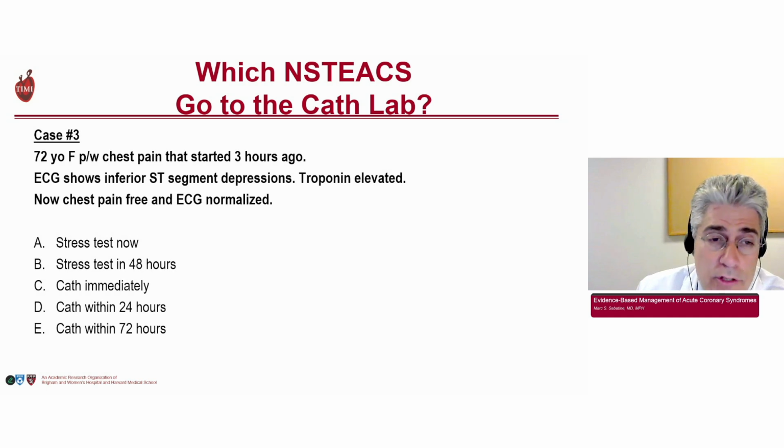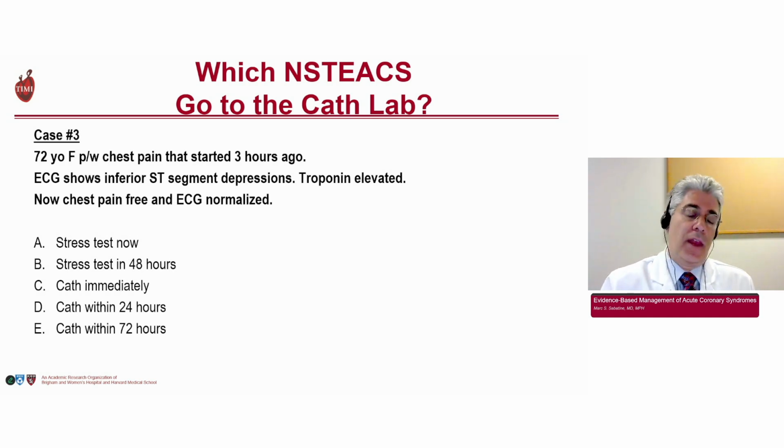So here's an example now to try to decide what to do for this patient. 72-year-old woman presents with chest pain that started 3 hours ago. ECG shows inferior ST segment depressions. The troponin's elevated. She's now chest pain free and the ECG has normalized. What would you do? Stress test now, stress test in 48 hours, cath immediately, cath within 24 hours, cath within 72 hours.